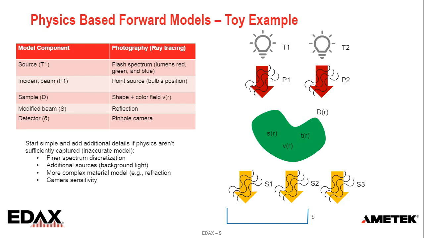Generally what you want to do with a forward model is start with something simple, see if the result is good enough, and then if it's not, you could add additional details of the physics. So maybe you need to add in Poisson noise to account for the graininess of your picture, or it's not sufficient to just have the light from your illumination, there's a background light or something like that. So generally, you're going to start simple and add details until the model is accurate enough for your needs.